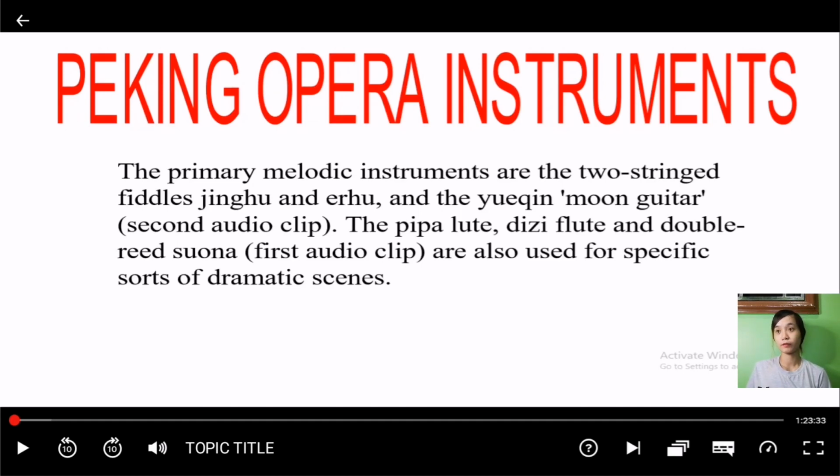Peking opera instruments. The primary melodic instruments are two-string fiddles, jinghu and erhu, and the yueqin moon guitar. The pipa lute, dizi flute, and double reed suona are also used for specific sorts of dramatic scenes.